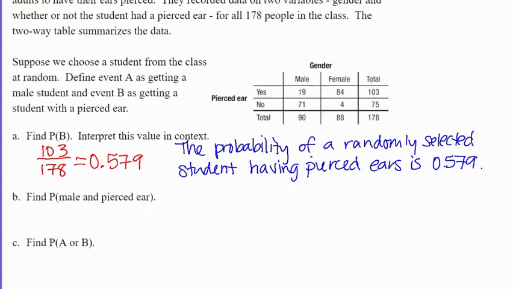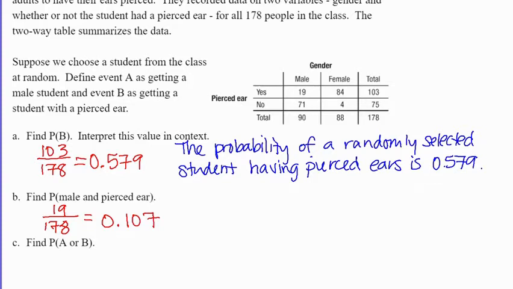Next, we want to find the probability that a student is both male and has pierced ears. So males with pierced ears, there are 19, out of the total, 178. If you divide that, you get 0.107.